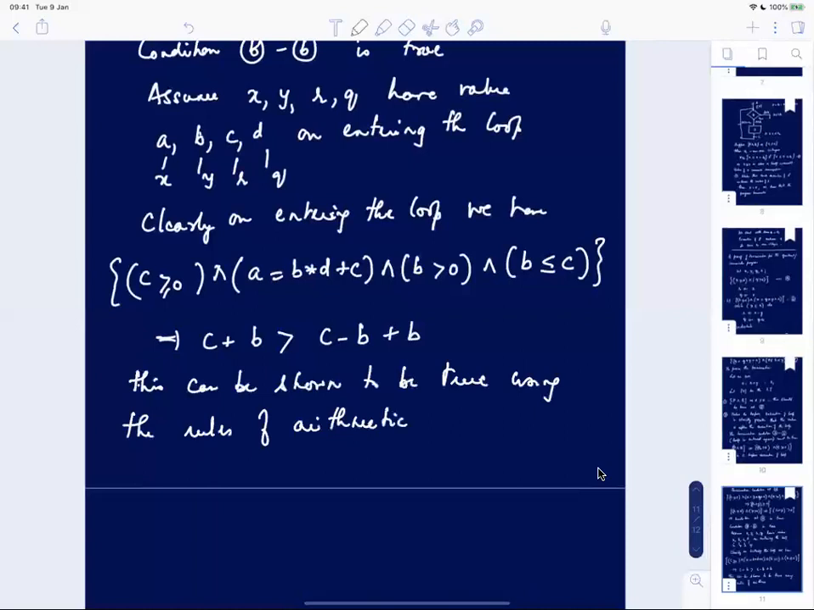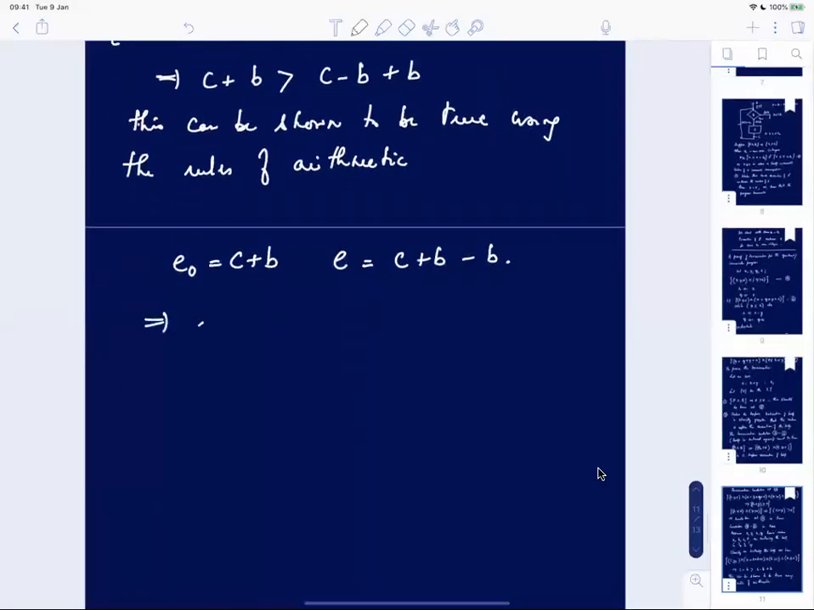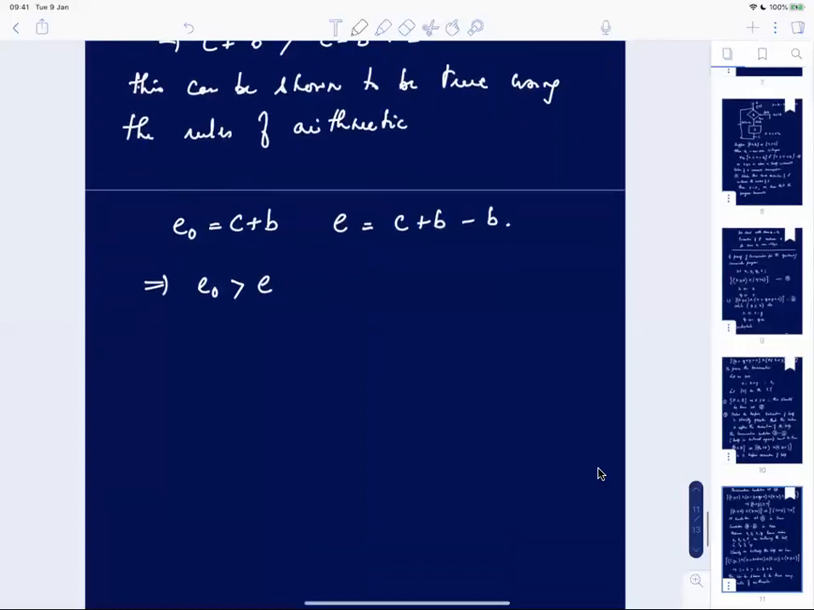That means we have now E naught equal to C plus B before the loop execution, and E is equal to C plus B minus B. This implies E naught is greater than E after the execution of the loop. This completes the proof of termination.